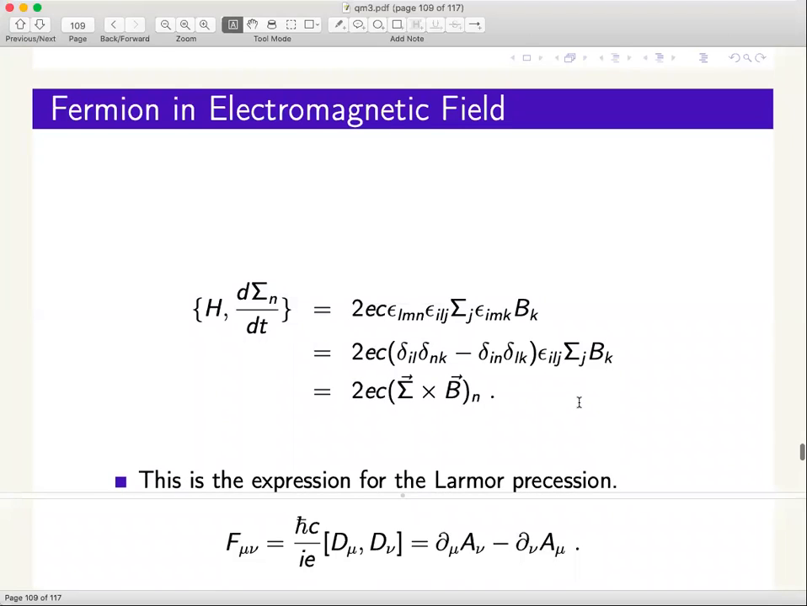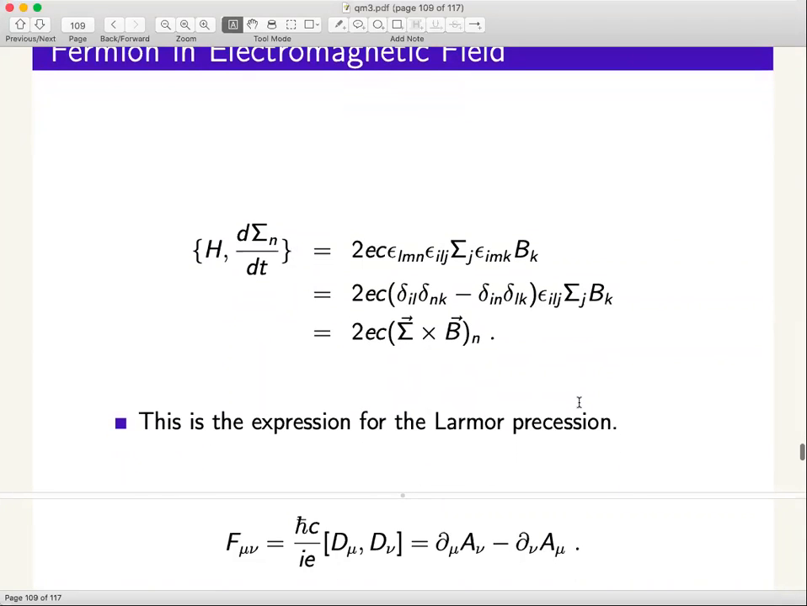Okay, fine. So this sigma cross B term is basically the expression for the Larmor precession. Okay, so we find that the Larmor precession term is basically related to the non-conservation of the spin and its anti-commutator with the Hamiltonian.